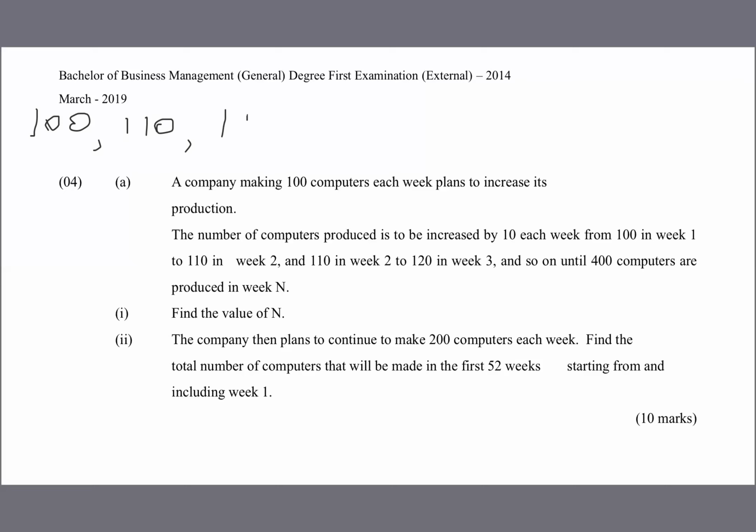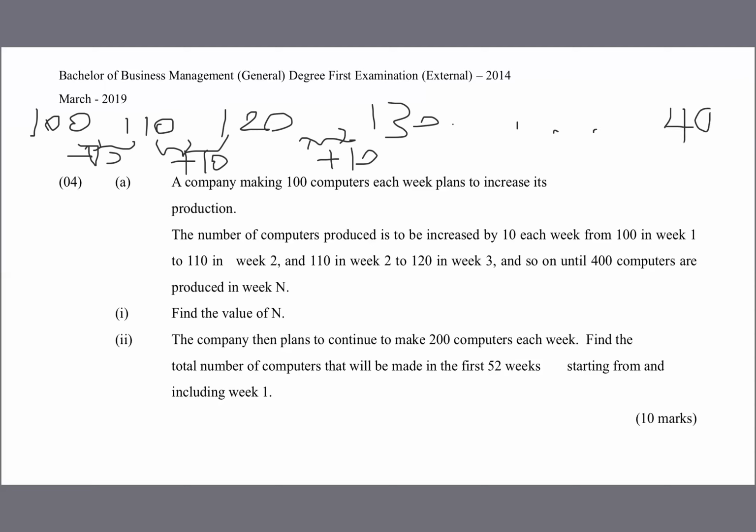120. The starting number of computers produced is to be increased by 10 each week from 100, week 1, then add another 10 here, next again add another 10 here, that means 130. We don't know the number of terms, and finally it becomes 400. So find the value of n, that is what we want to find out, the term.